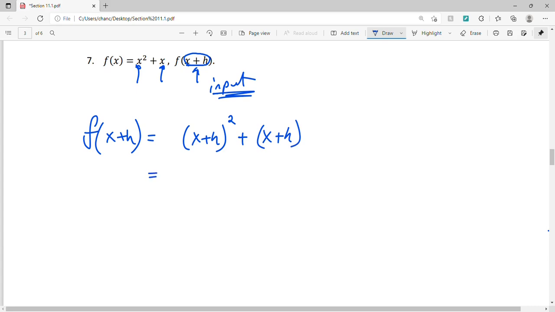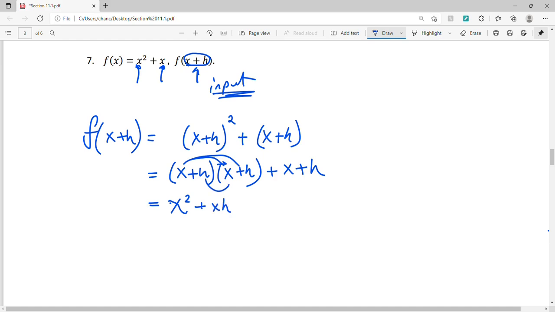That means I have to FOIL x plus h. So we'll multiply it to itself twice. And this x plus h here, we can actually get rid of the parentheses. So we'll say that's x plus h. We'll have to FOIL now. X times x is x squared. X times h, well, that's x times h. H times x is also x times h. Just write it backwards. And h times h gives us h squared. And don't forget to bring down the x plus the h.